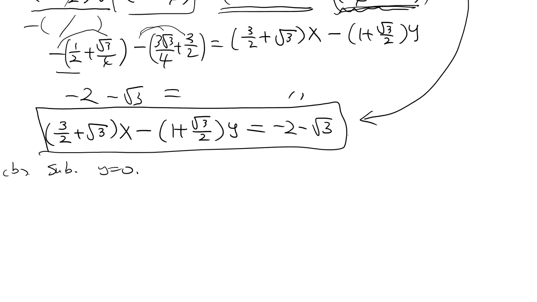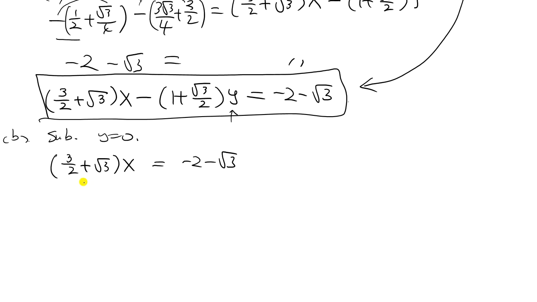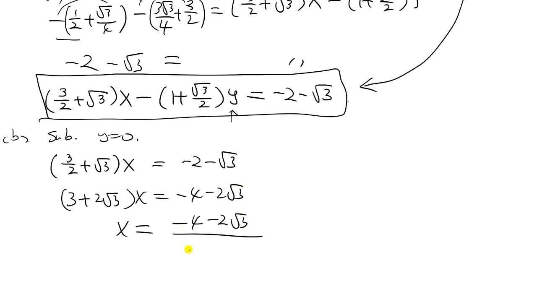So for part B, just substitute 0 for y, right? Then we have (3 half plus square root 3) x. And because y equals 0, we lost everything else, so it only gives us this one. Okay, then because we need to take the division, let me multiply 2 on both sides before doing that. So x must be (negative 4 minus 2 square root 3) over (3 plus 2 square root 3), right?